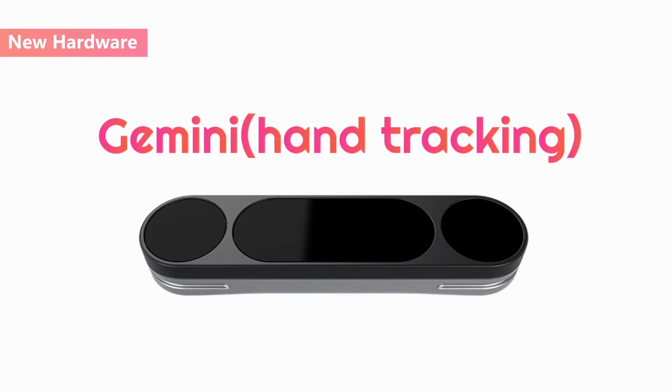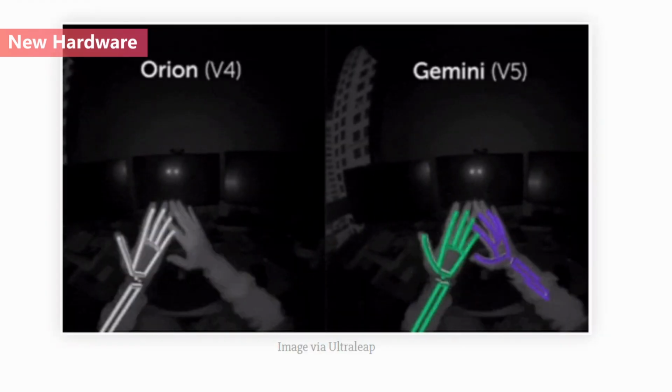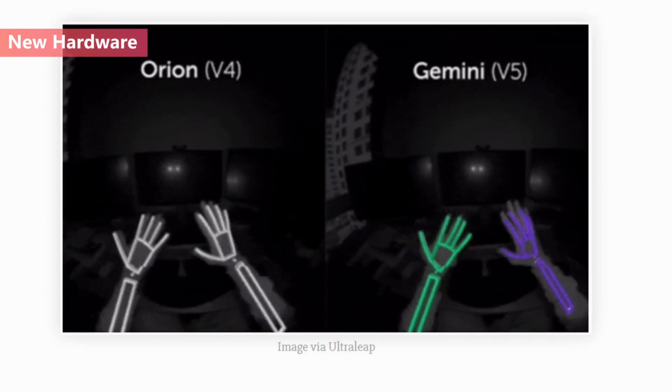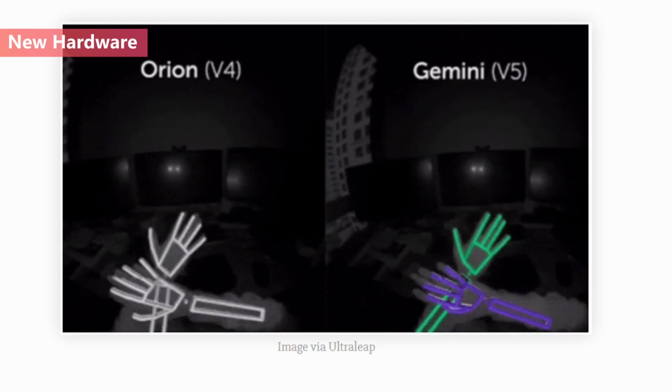Leap Motion Gemini. Gemini V5 tracking is now supported on macOS Apple Silicon and updated for Windows. That's it.